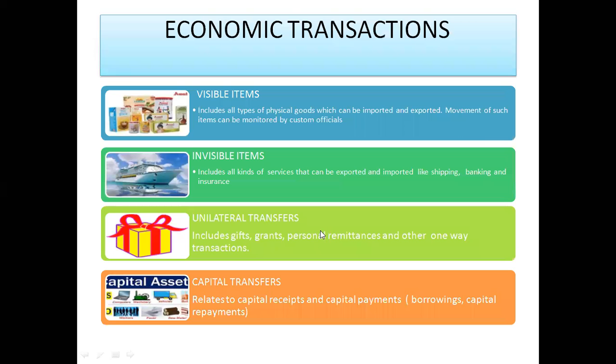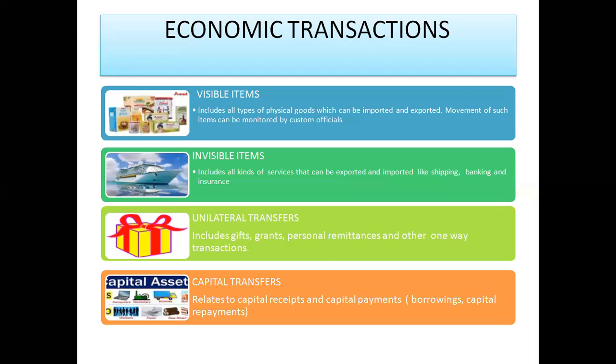When we talk about this account, all economic transactions are recorded. But what is covered under economic transactions? First, we cover the visible items, which means the trade items, the goods, which can be seen crossing the borders. The movement of these items can be seen or monitored by customs officials.